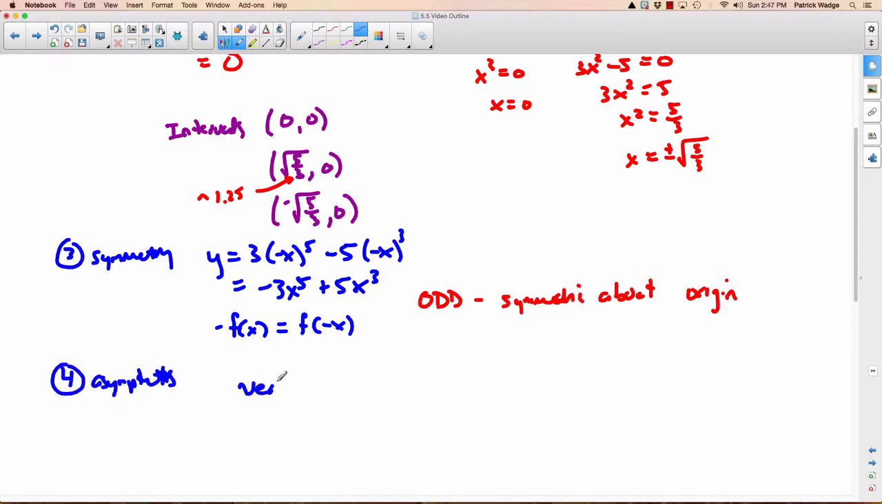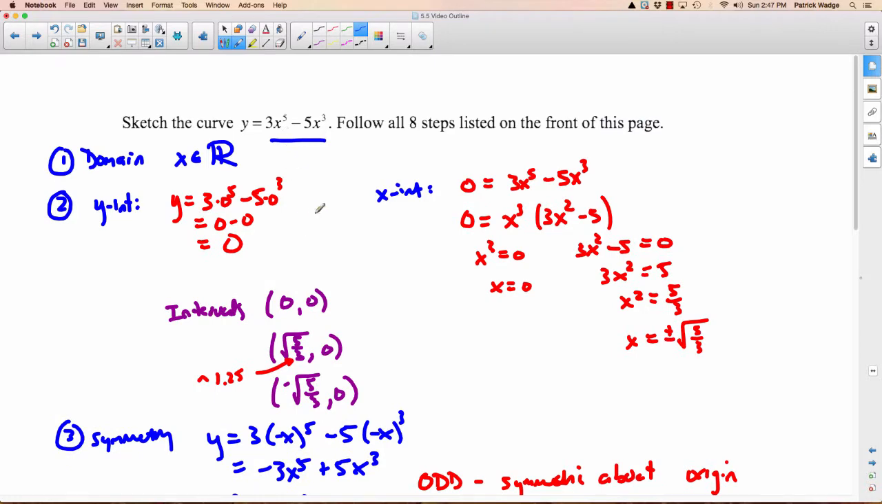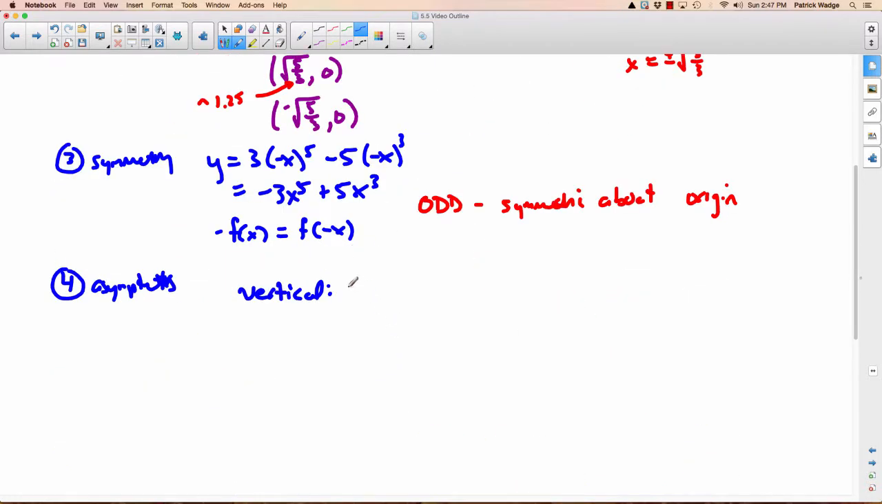Okay, 4, we're looking for asymptotes. So first let's look for vertical. Vertical asymptotes occur whenever the denominator equals 0. Well, there is no denominator here, so we would say none. Horizontal asymptote.